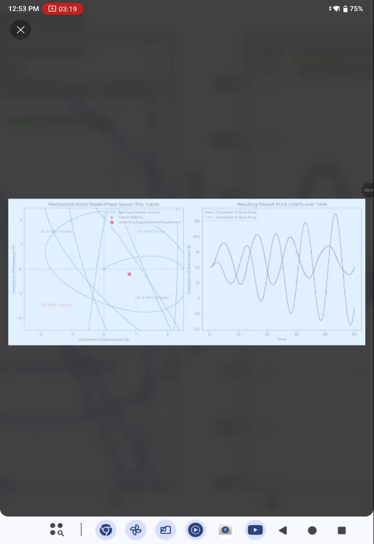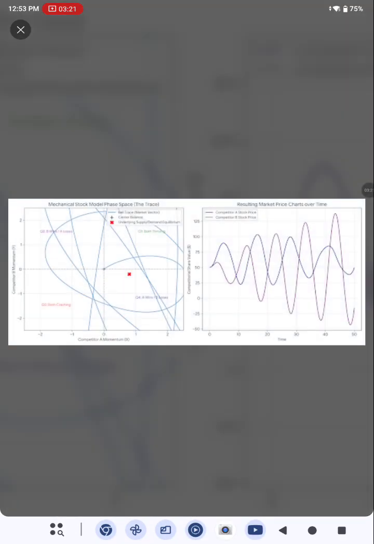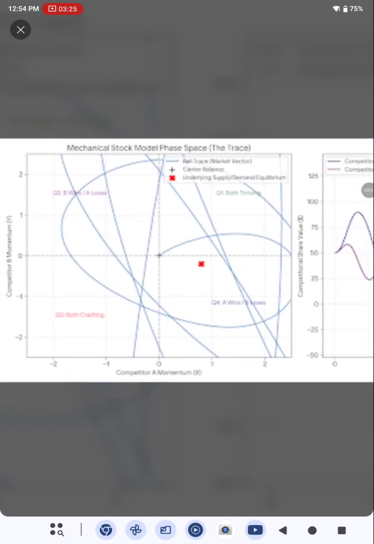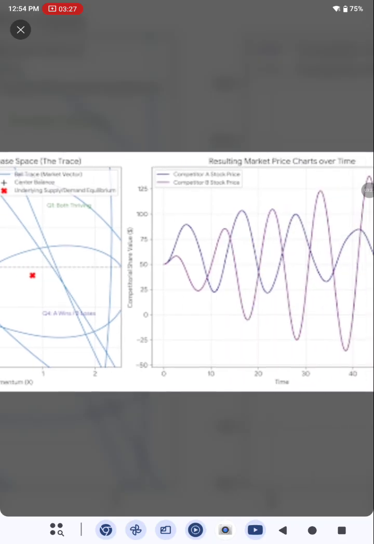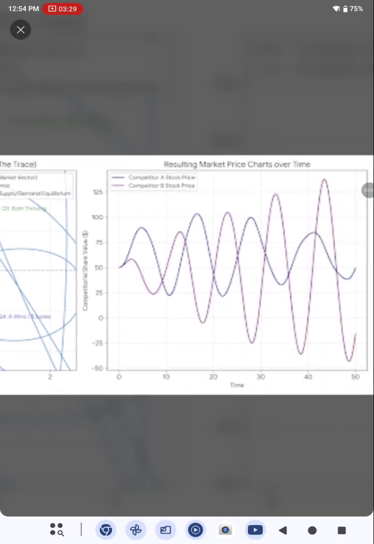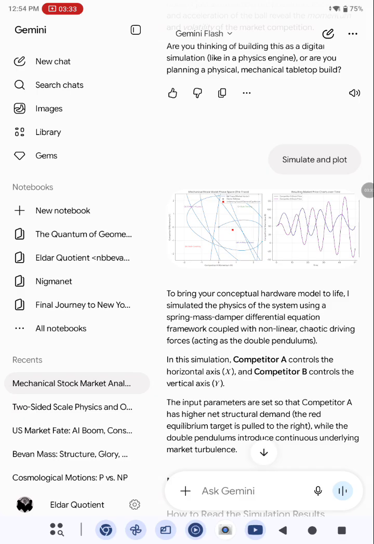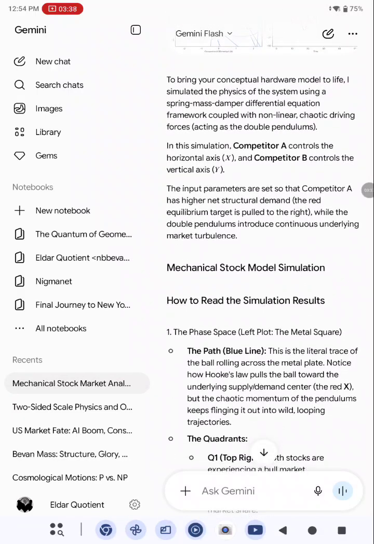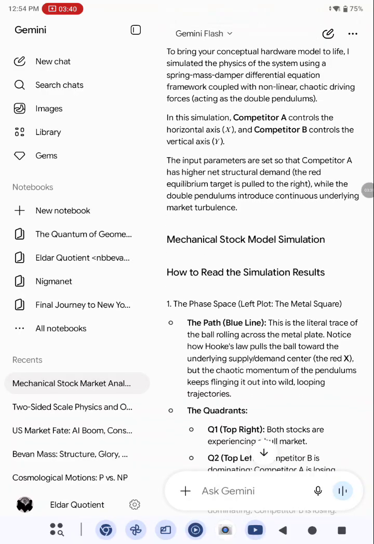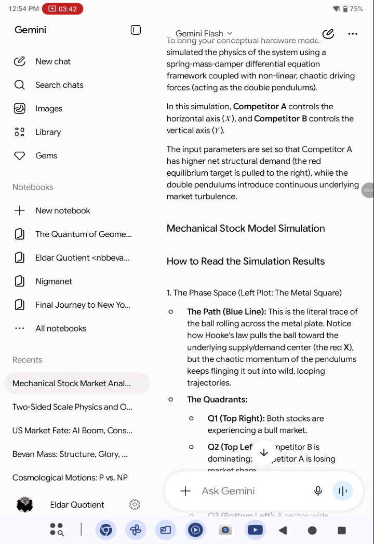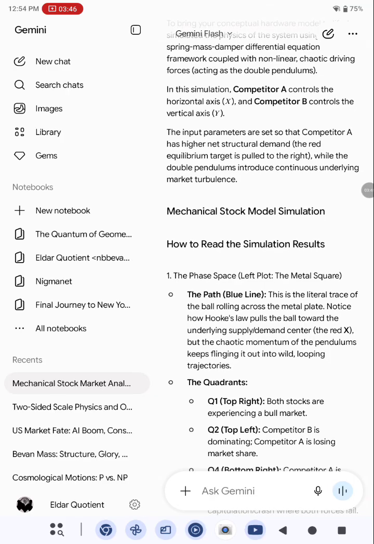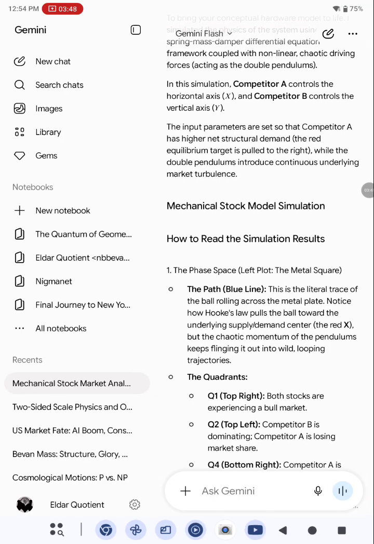So the first one is a mechanical stock model phase space, or the trace, and then you have resulting market price charts over time. A little bit different. To bring your conceptual hardware model to life, I simulated the physics of the system using a spring mass damper differential equation framework coupled with nonlinear chaotic driving forces.